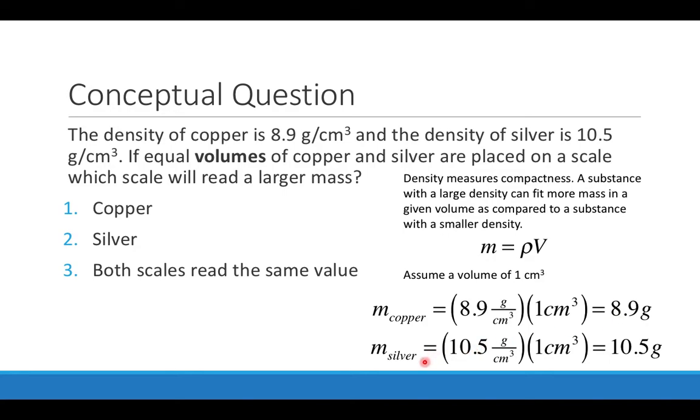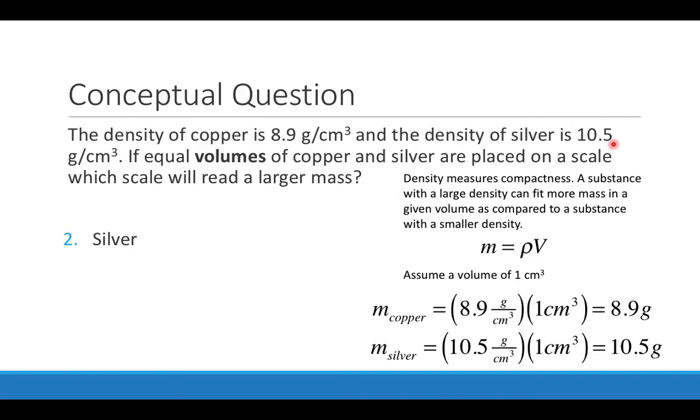And if I do the same thing for silver, its density is 10.5 times 1 centimeter cubed, I get 10.5 grams. So I have equal volumes of both of these substances, and I find that silver has a greater mass, and thus if we put these both on the scale, these same volumes, silver would have a larger mass reading. So when you think about these density values, you can think about them as the amount of mass per unit volume. So if you have a set volume of 1 centimeter cubed, copper is going to have a mass of 8.9, silver would have a mass of 10.5.